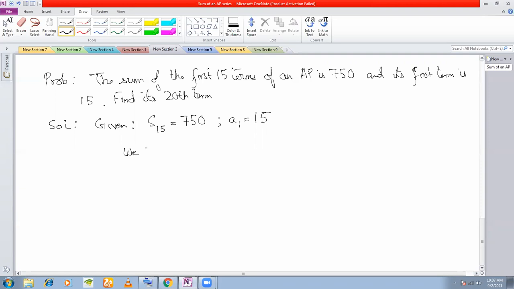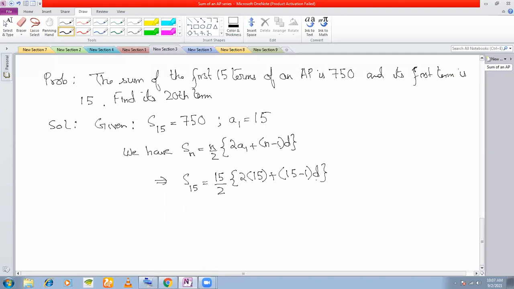So we have, write down the formula first. Sn is equal to n by 2 twice A1 plus n minus 1 into D. That means S15 will be equal to, put the value of n as 15, twice A1. A1 is given to you as 15 plus 15 minus 1 into D. So you see here that you're getting the expression for S15.